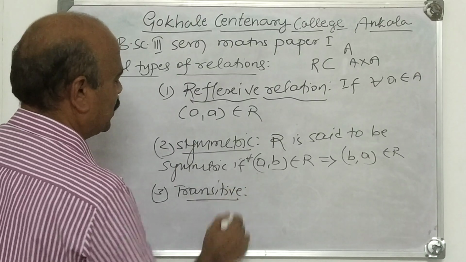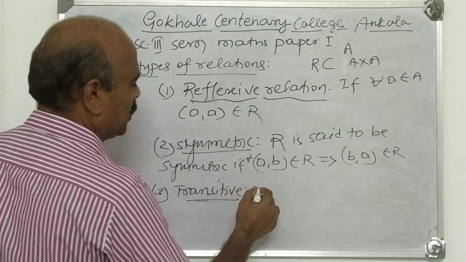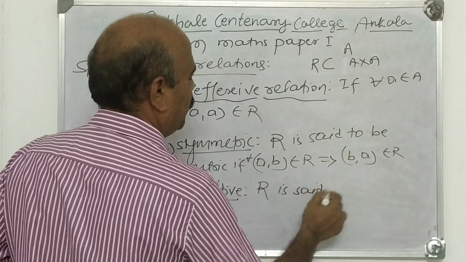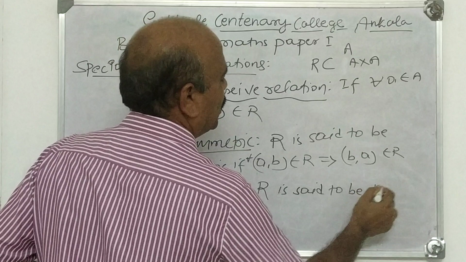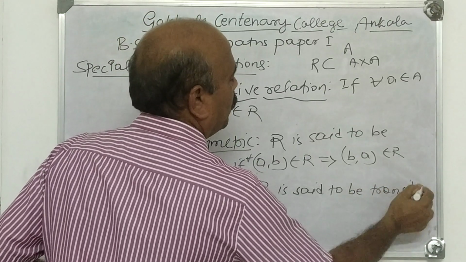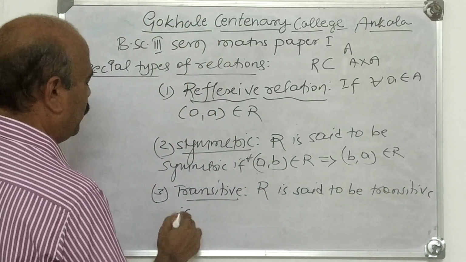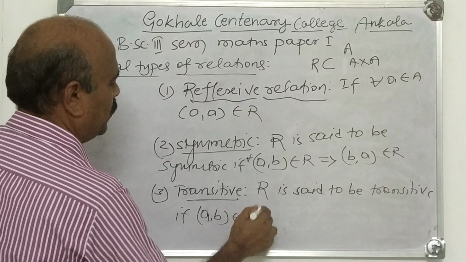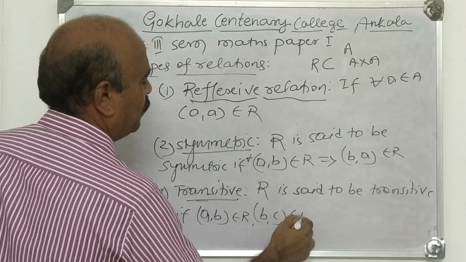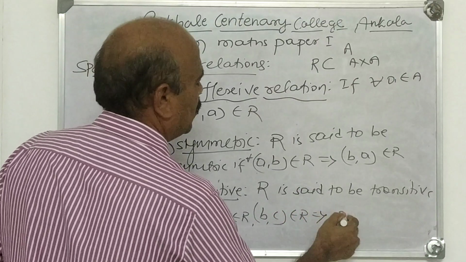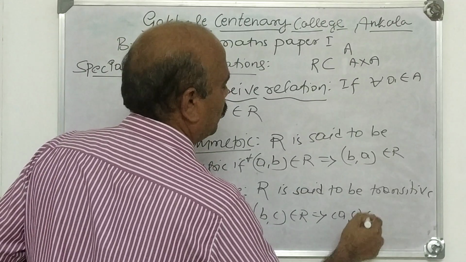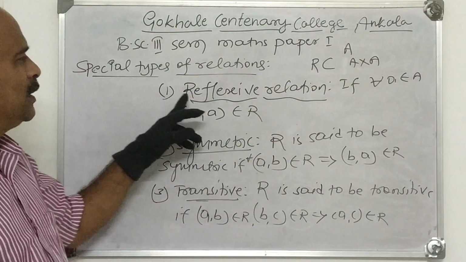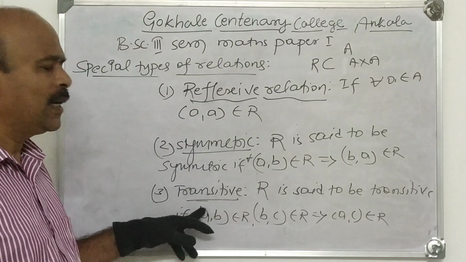Next is transitive. When we say that a relation is transitive, it means a relation R is said to be transitive if (a, b) belongs to R and (b, c) belongs to R implies (a, c) belongs to R. Then R is said to be transitive. So a relation can be reflexive, symmetric, transitive.